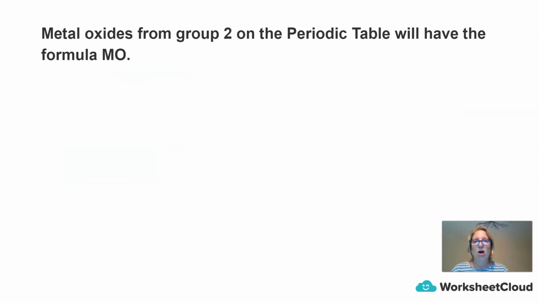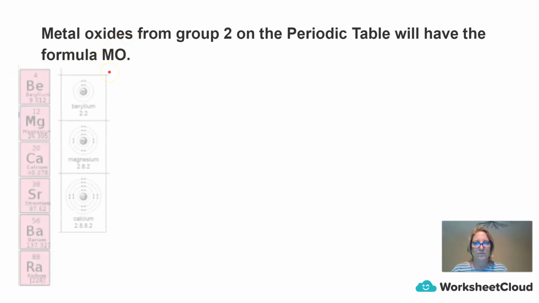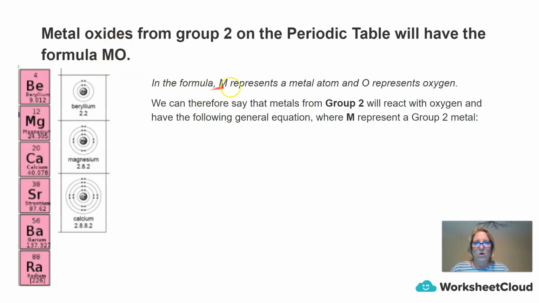So when we have a look at metal oxides from group 2 on the periodic table, they will have the formula MO, where M is going to represent the metal atom and O represents the oxygen atom. We can therefore say that metals from group 2 will react with oxygen and have the following general equation, where M represents a group 2 metal. So M plus O₂ forms MO.